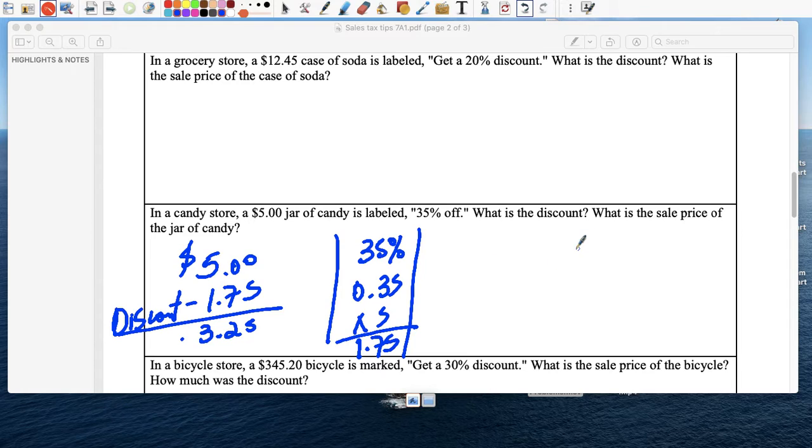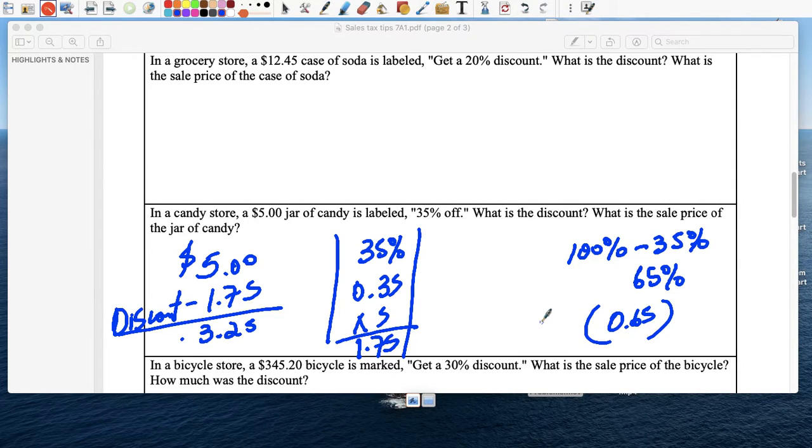Now again, understand that 100% was what I was originally going to pay. If they take 35% off, I'm going to be responsible now for 65% of the original value of the product. Let's change that to a decimal, and then multiply that by 5. So 5 times 0.65 gives me 3.25, and as you can tell, we're getting the same answers at the end.